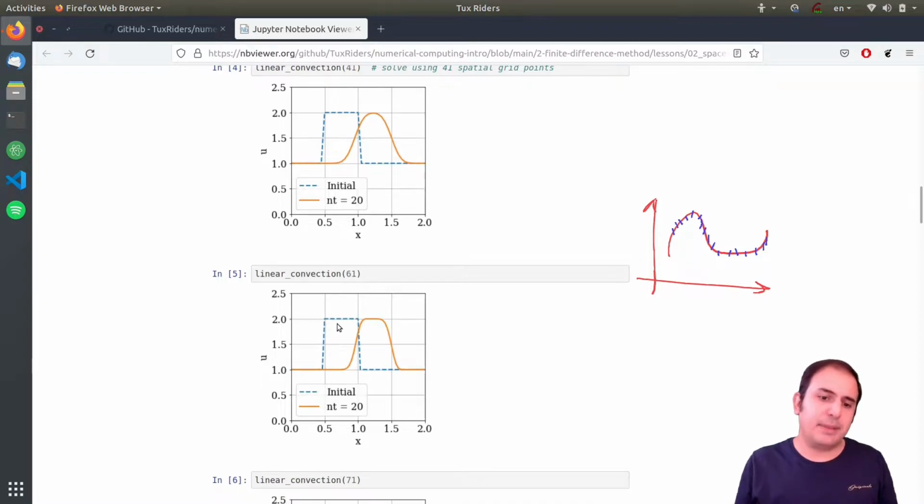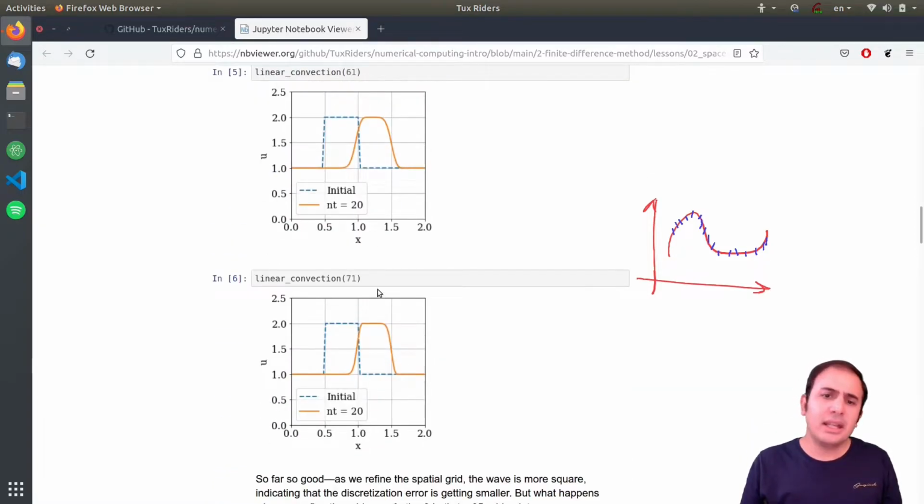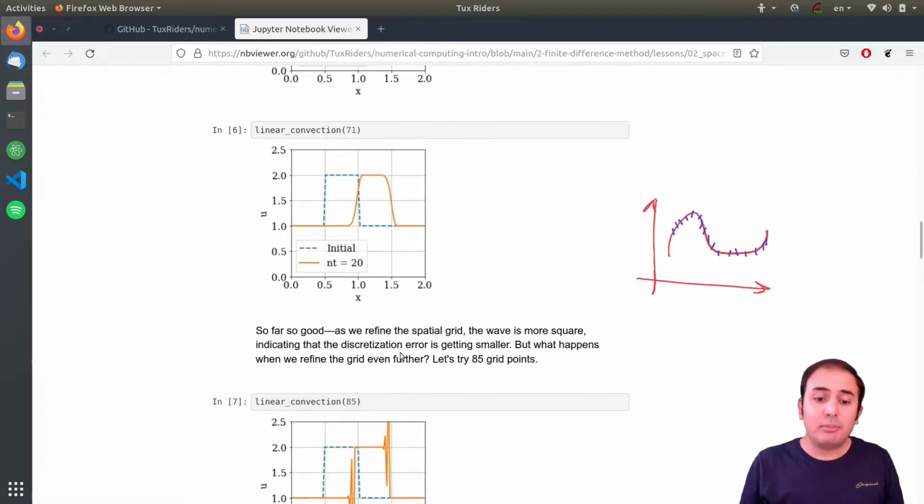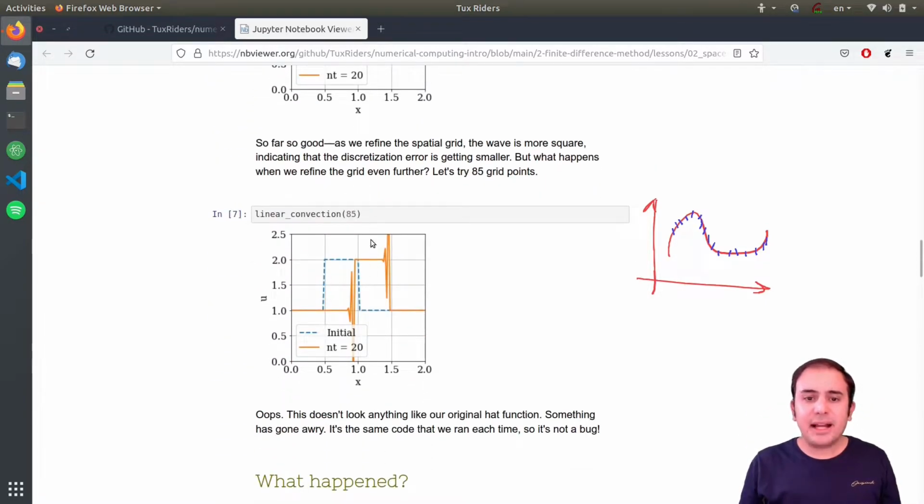You expect it to move with more or less the same shape because this is not nonlinear, as we discussed in the previous video. With 71, a sharper one. But when we pass 85, we see that boom, it's like that. Everything has exploded here. So what has happened? This is very important to understand.